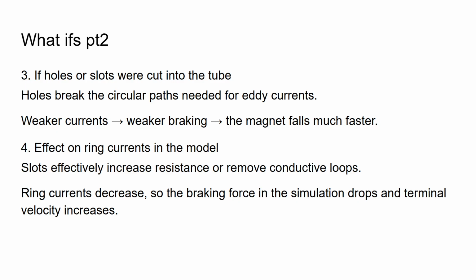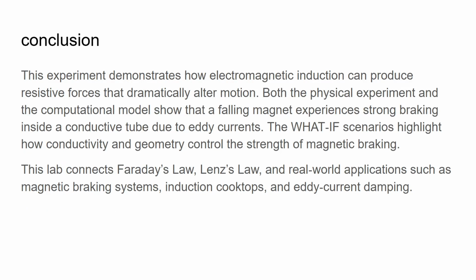What if, part 2? If holes or slots were cut into the tube, holes break the circular paths needed for eddy currents. Weaker currents, weaker braking, and the magnet falls much faster. The effect on ring currents in the model: slots effectively increase resistance or remove conductive loops. Ring currents decrease, so the braking force in the simulation drops and terminal velocity increases.